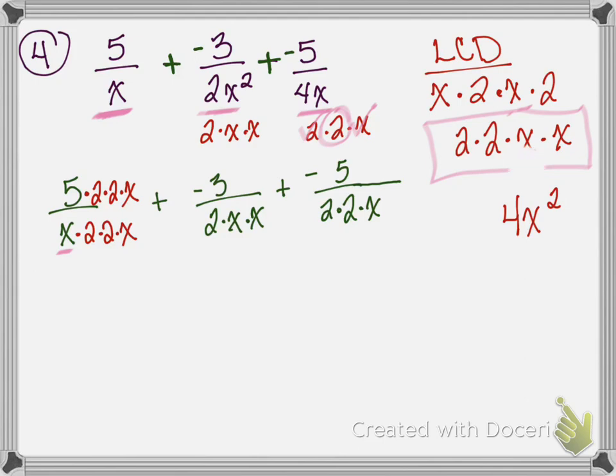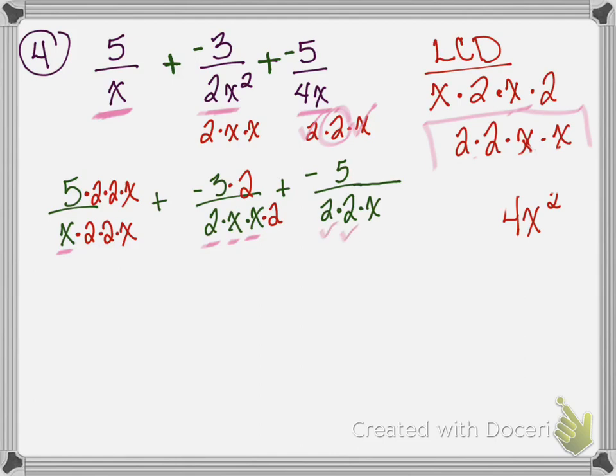Now I'm going to look at the next one. For the next one, I've got a 2 already. I'm going to put a check right there. Then I have an x times an x. And so I'm going to put a check right there and a check right there. So the only thing I'm missing is 1, 2. So I'm going to multiply this times 2. And if I do that to the bottom, I have to do it to the top. Okay? Now, for our last one, we already have a 2 accounted for.